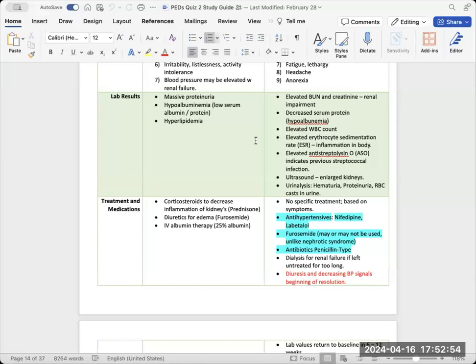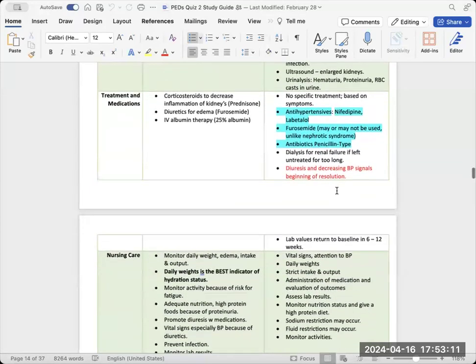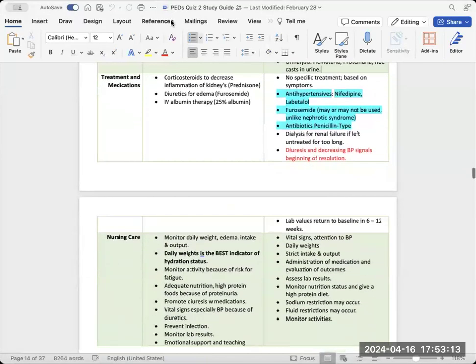I would know these labs. Also, the ultrasound is going to show enlarged kidneys. Urinalysis is going to show hematuria, proteinuria, and RBCs. Makes sense, right? They have blood, they have hematuria, so the urinalysis is going to indicate that they have RBCs in their urine.